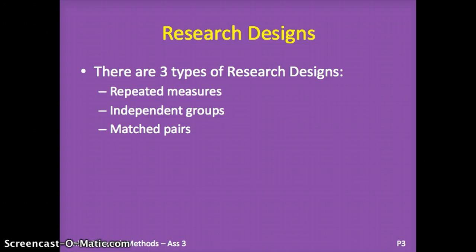Matched pairs. This is where people have the same characteristics. So an example of this would be a first year sports science class and a second year sports science class.